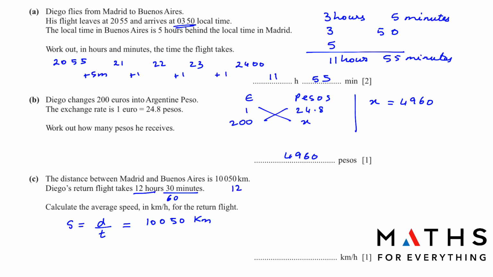So 12.5 hours. That's the time taken. This is the hours, so let's divide it. And we will get 804 kilometers per hour. Always remember, for distance questions and time questions and all, you need to change the units to what they want you to write in.